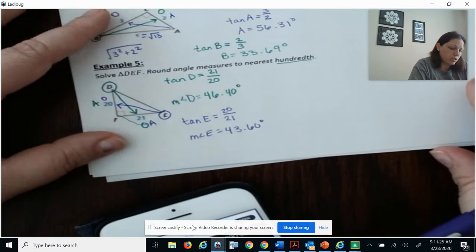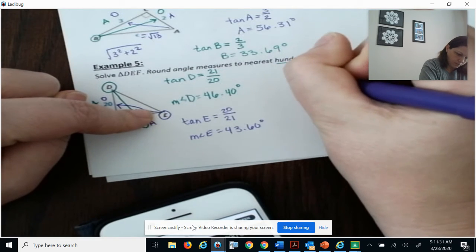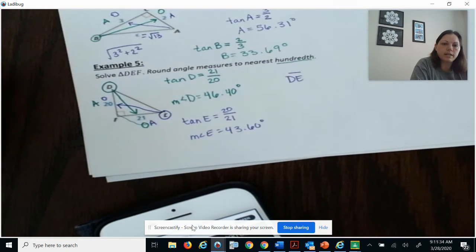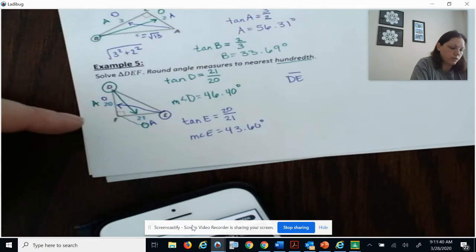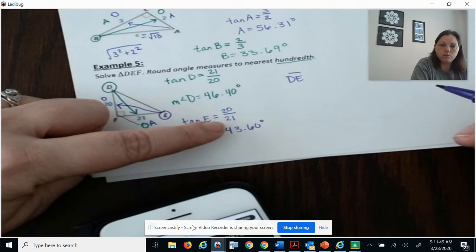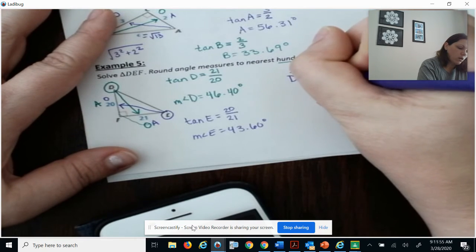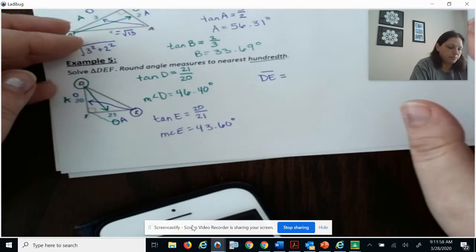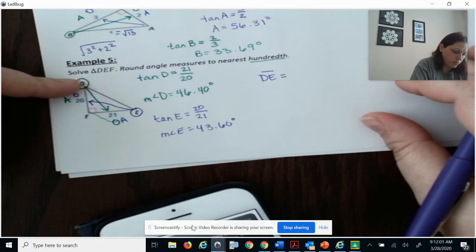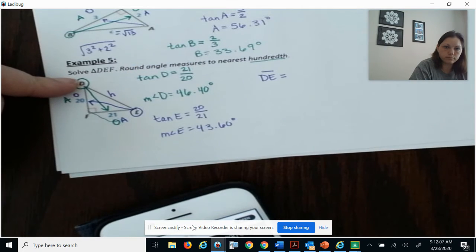Okay, now the last piece of information I need to know is our last side length, DE. Now we're going to find it using our trig functions instead of our Pythagorean theorem. On these kinds of examples, it is best to use the Pythagorean theorem so you don't get rounding errors, because with this information here, we had to round it, but it's okay to use them also. So we're going to pick an angle to choose from. I'm just going to pick D because it's first alphabetically. I'm going to call it H, the hypotenuse.